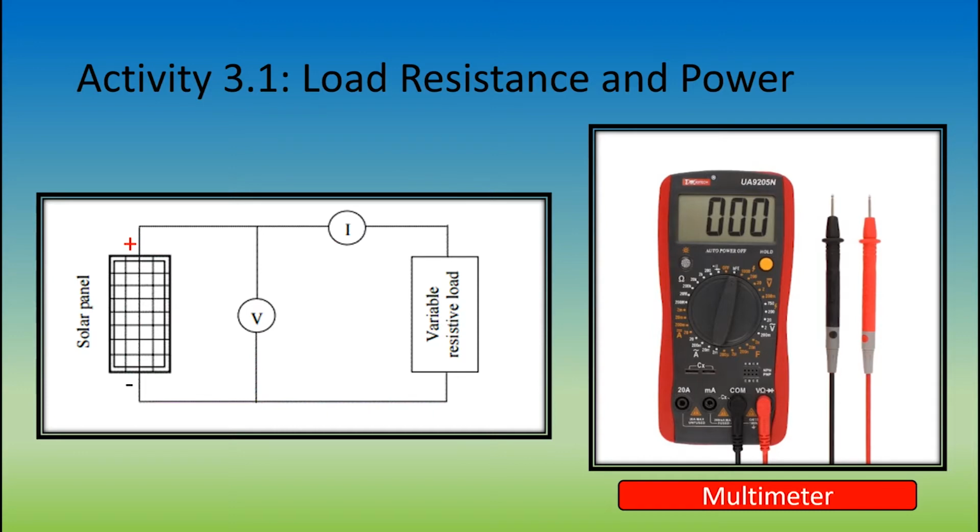The multimeter has a positive red prong and a negative black prong. To measure voltage, you will want to connect the multimeter in parallel with the load resistor. That is, connect the red prong to this red dot, and the black prong to this black dot. To measure current, the multimeter has to be in series with the resistive load. Connect the red prong to the red dot, and the black prong to this new black dot.